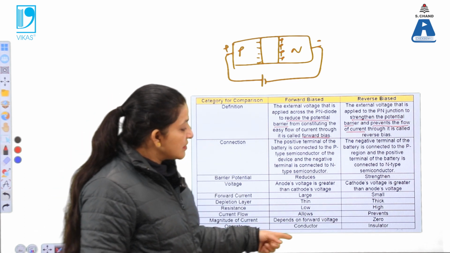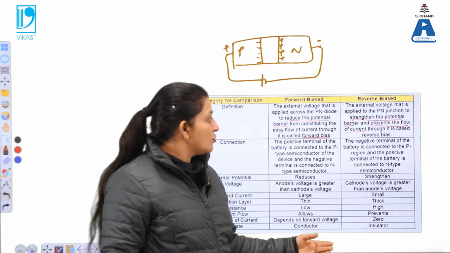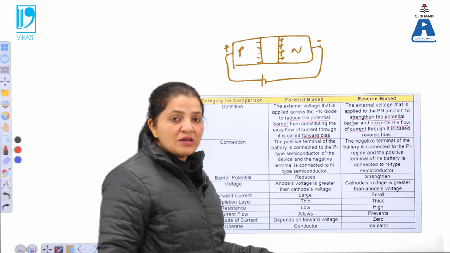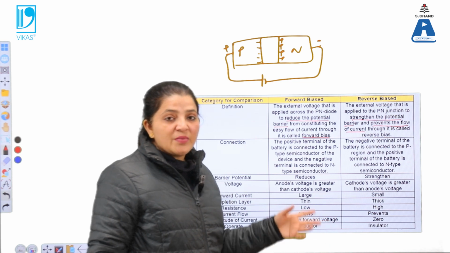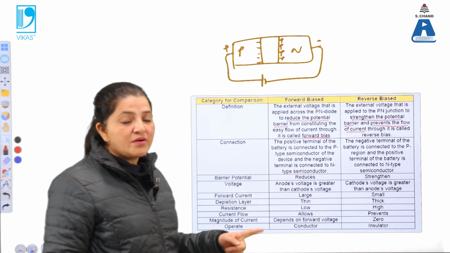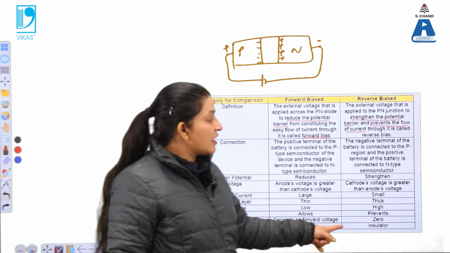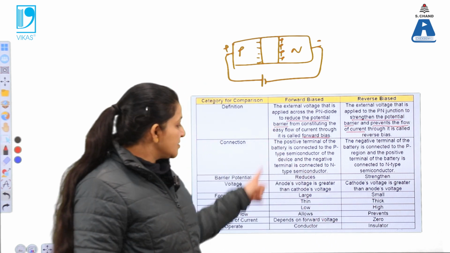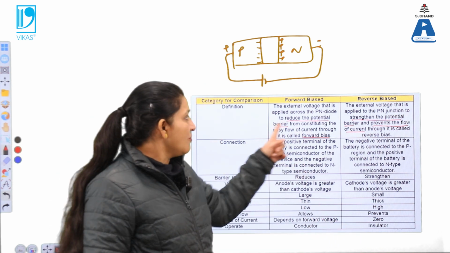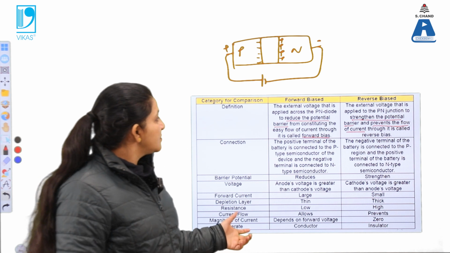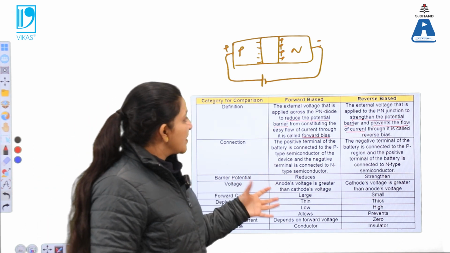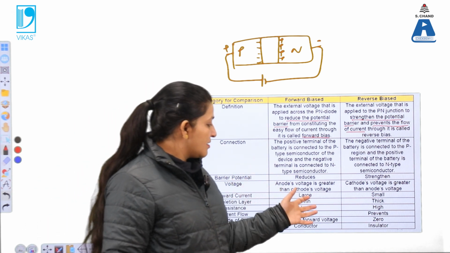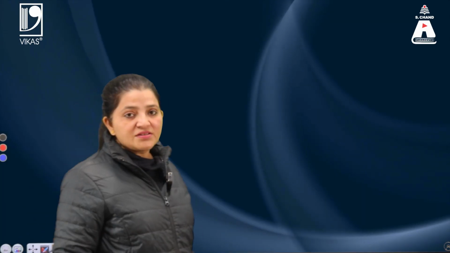Now if the current is 0, we know that the current is 0 in the case of insulators. So that means the PN junction is termed an insulator in the case of reverse biasing, and it is termed a conductor in the case of forward biasing. So this is the comparison between forward biasing and reverse biasing. Now let us take a short break. After that we will study the IV characteristics of the PN junction.